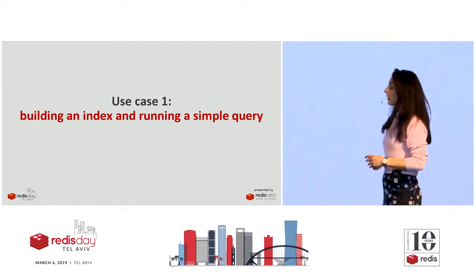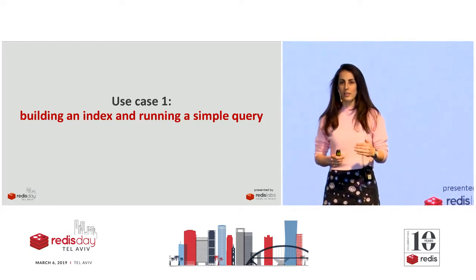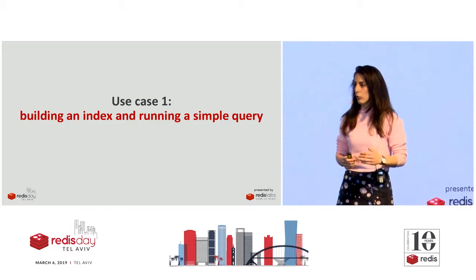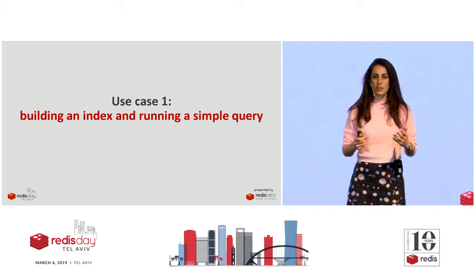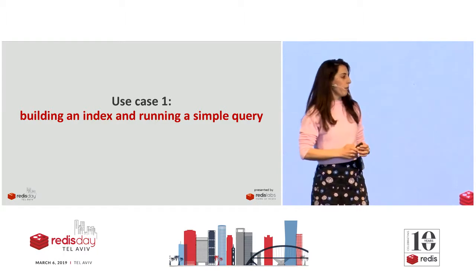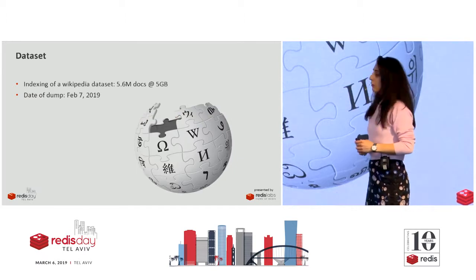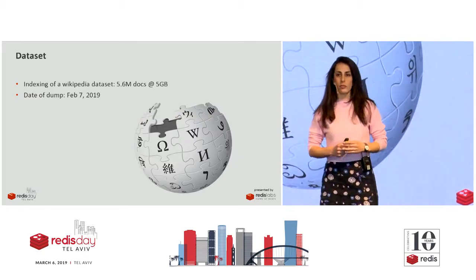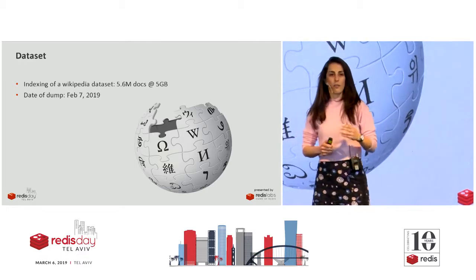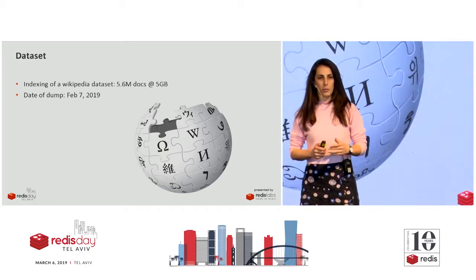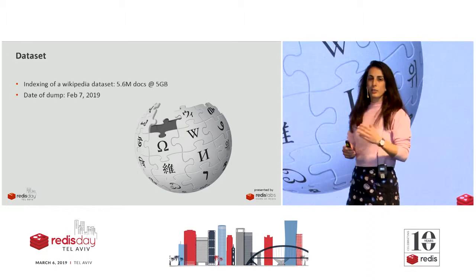Okay, so in the first use case, we're measuring the time it takes to build an index and to do a simple search of 2 words. Measuring the time it takes to build an index is important. We've seen that on a data set of 5 gigabytes, a wiki dump that we've taken earlier this month, containing 5.6 million documents, we measured the time it takes to build the index.